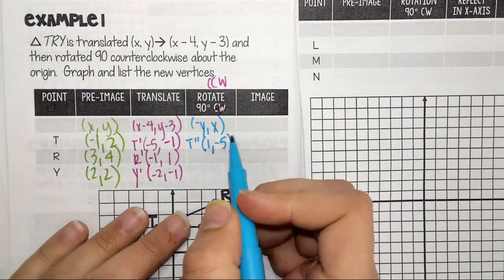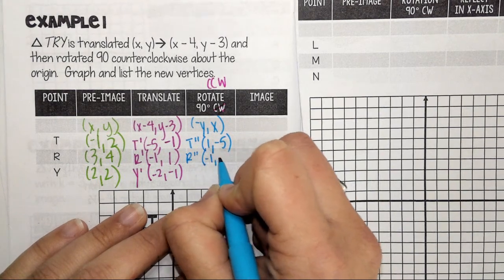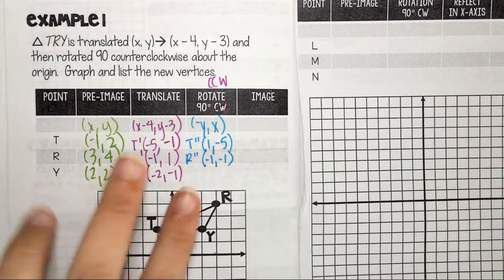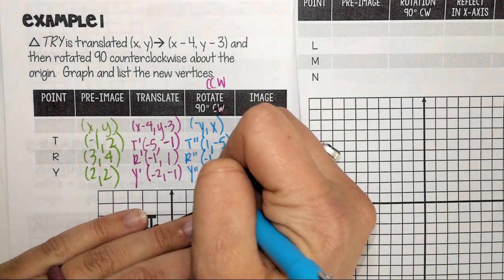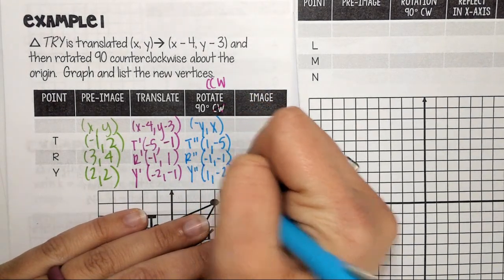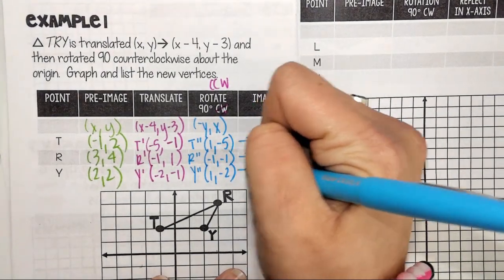So then next will be 1, -1. Because we swap them and then change the sign. All right, what about your y? 1, -2. And those are our new image coordinates.